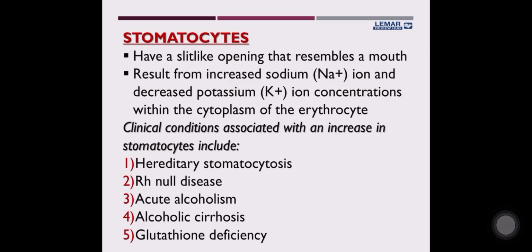Stomatocyte. These are red cells with pallor that is slit-like or mouth-like. Do you remember the pump? Potassium inside, sodium outside. In which should the red cell membrane be more permeable? To potassium. But when there is increased permeability to sodium ion, this is where stomatocytes form. Some conditions where we can encounter stomatocytes: hereditary stomatocytosis, Rh null disease, and liver disease, acute alcoholism, alcoholic cirrhosis, glutathione deficiency.